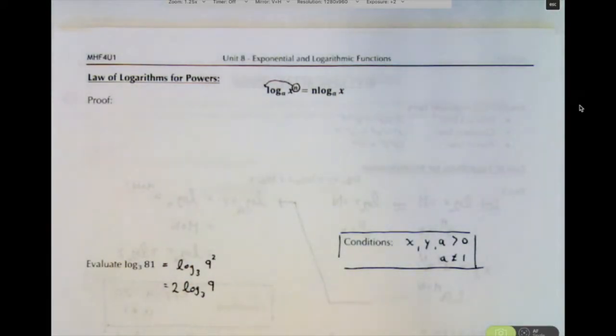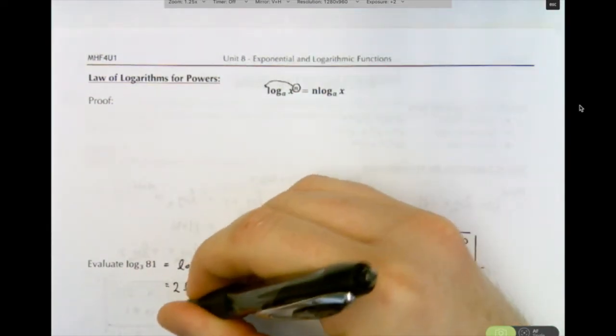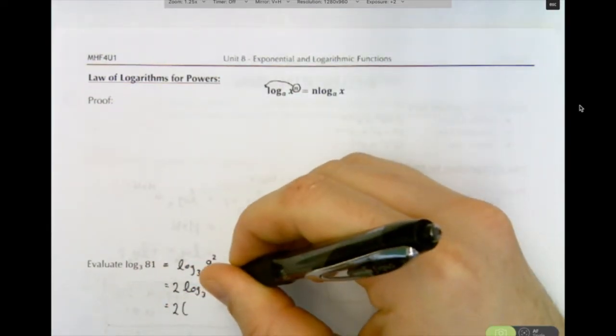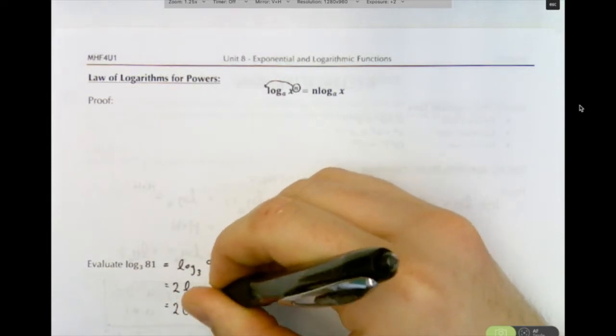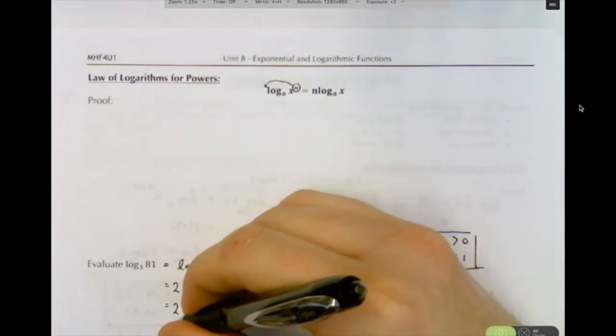And you might be able to evaluate now what the log of 9 base 3 is, because what exponent do we have to raise 3 to get 9? The answer is 2. So we could rewrite this as 2 times, instead of log of 9 base 3, the answer is 2, and 2 times 2 is 4.